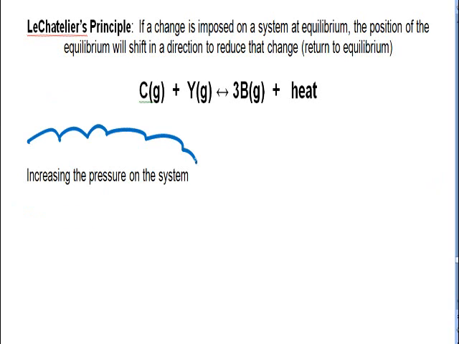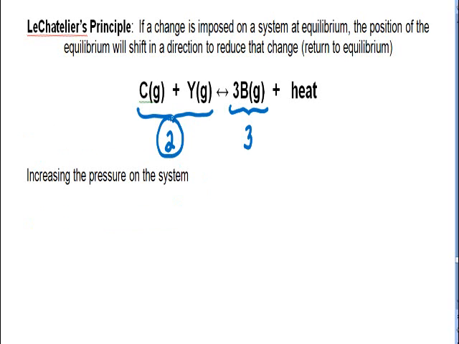We're now going to increase the pressure on the system. Now for this one, we have to examine the reaction and look at the materials that are gaseous. Only gaseous materials are influenced by a change in pressure. If we look at the reaction, we can see that on the reactant side, there are two particles or pieces that are gaseous. On the product side, there are three particles or pieces that are gaseous.